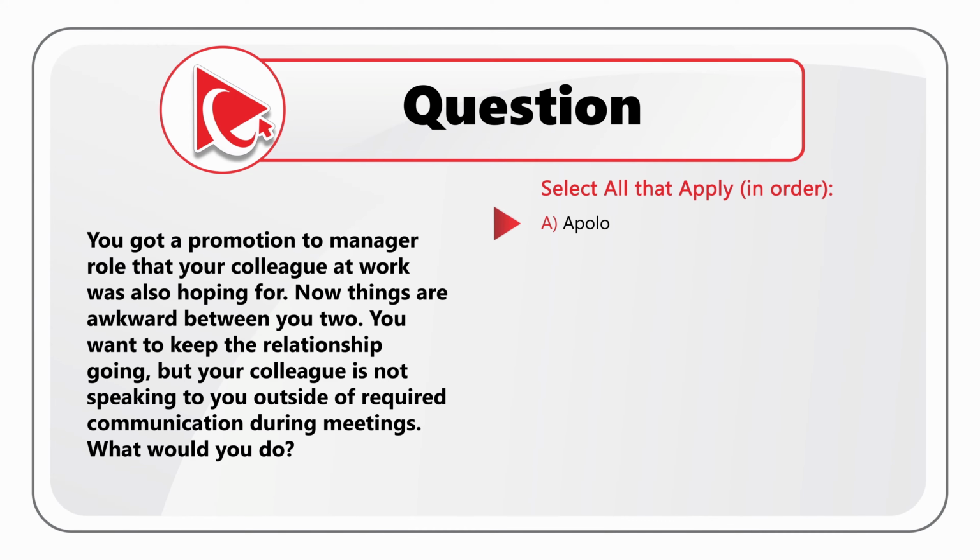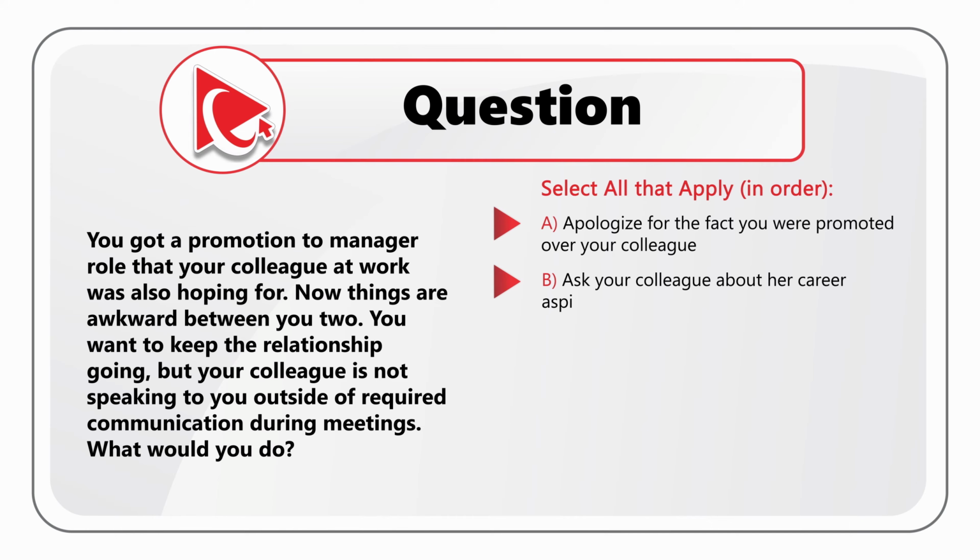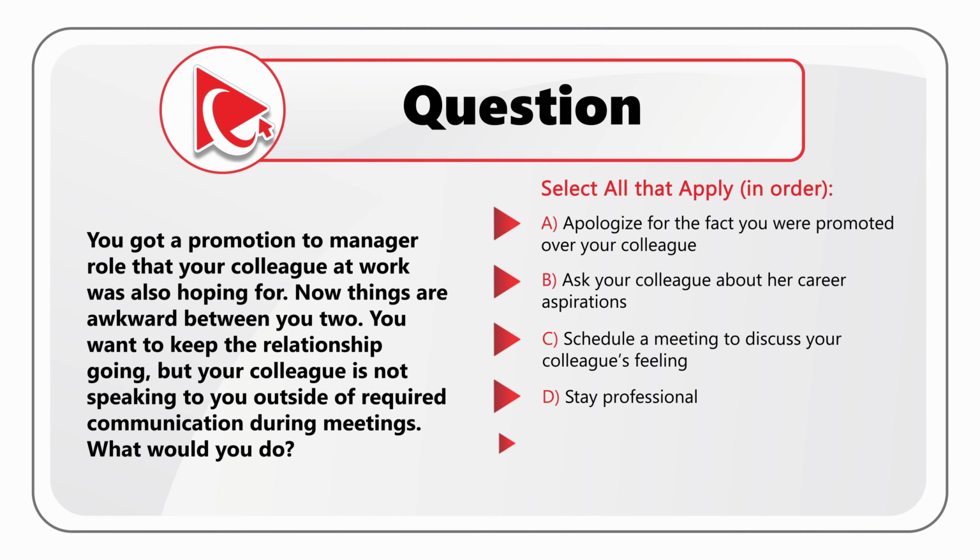Choice A, apologize for the fact that you were promoted over your colleague. Choice B, ask your colleague about her career aspirations. Choice C, schedule a meeting to discuss your colleague's feelings. Choice D, stay professional. Choice E, prepare the 30-day action plan as a manager of the department.